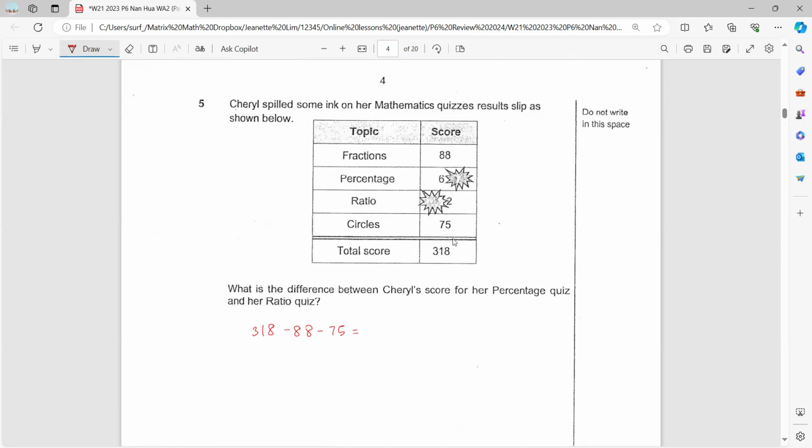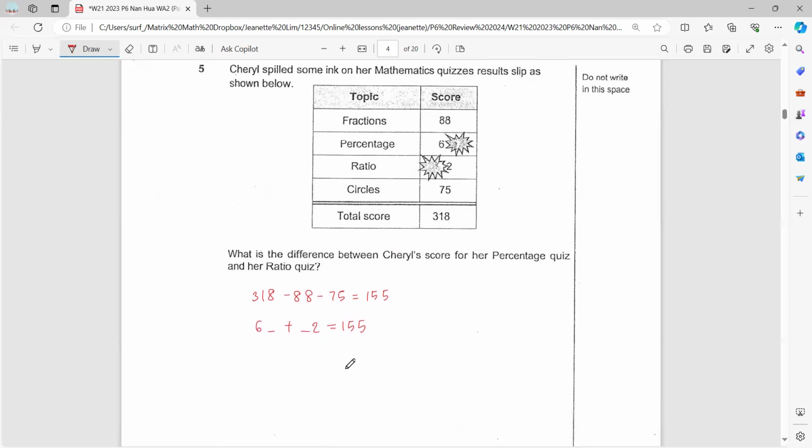This will give us 155. Now, as you can see, for percentage quiz, it's 60 something. For ratio quiz it's something with a 2 in the ones place. So 60 something plus something with a 2 gives us 155. Let's take away what we know first, okay? Which is 6 in the tens place, that's a 60. Then 2 in the ones place, that's a 2.